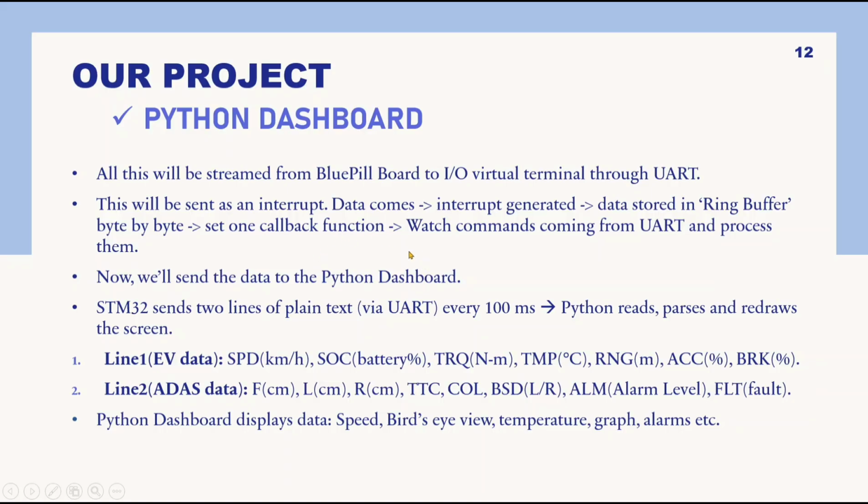And finally, all EV and ADAS data are transmitted from the STM32 board to the Python dashboard using the UART protocol every 100 milliseconds. STM32 sends 2 lines of plain text every 100 milliseconds, and the Python reads it, parses it, and redraws the screen. Line 1 is the EV data, which includes the speed, SOC, torque, temperature, range, acceleration, and brake. And line 2 is the ADAS data: front distance, left distance, right distance, time to collision, blind spot detection, alarm, and fault. And the Python dashboard displays the data in real time. It displays the speed, bird's eye view, the temperature graph, alarms, etc.